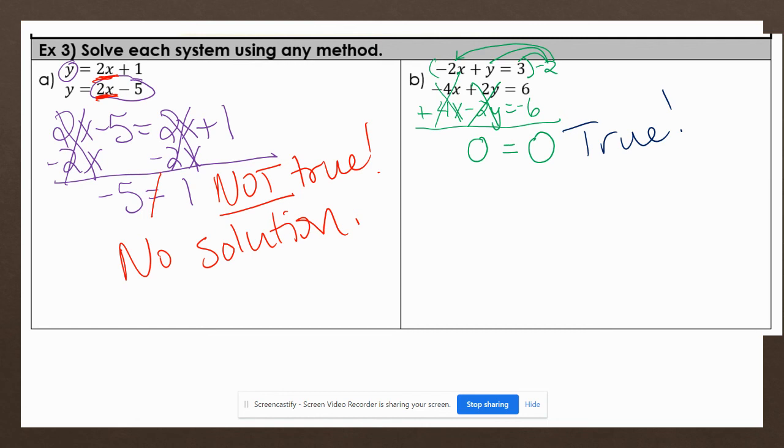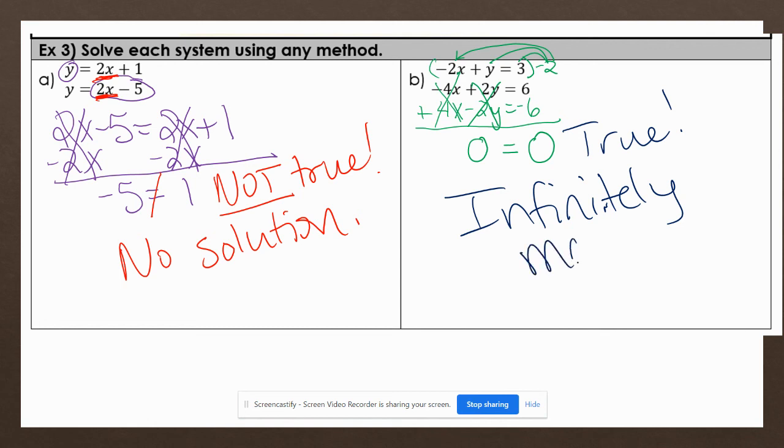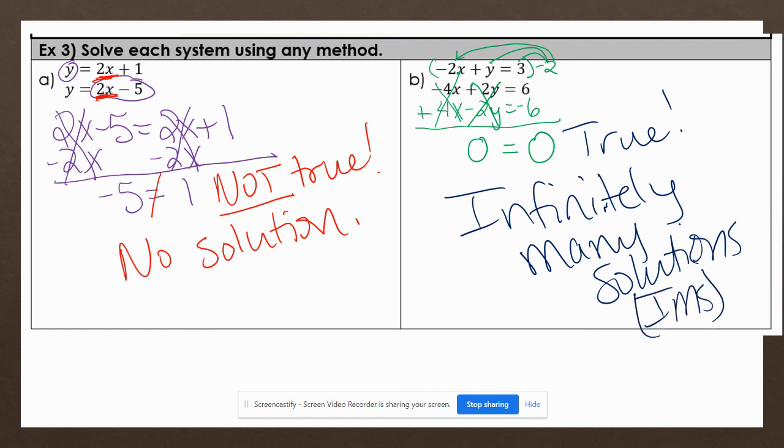That's a true statement. And so these were actually the same line, and true statements is infinitely many solutions, or IMS.